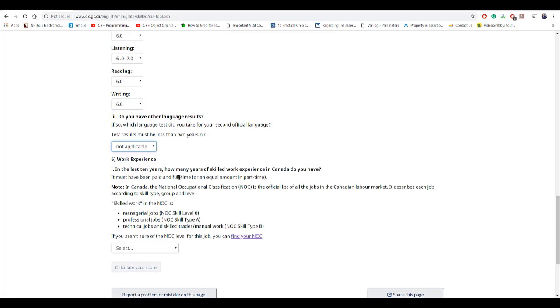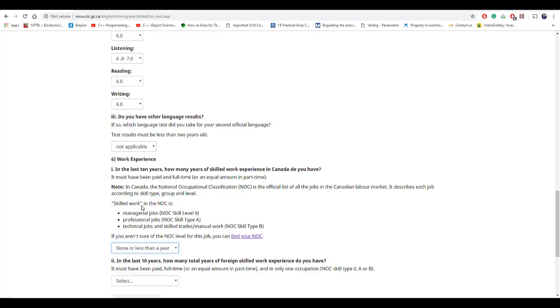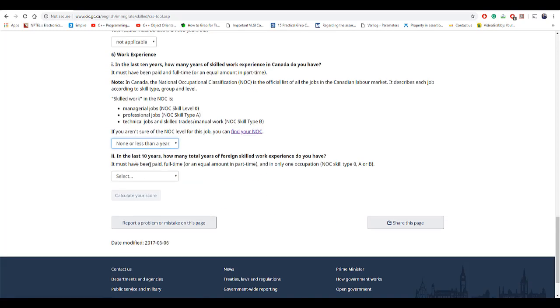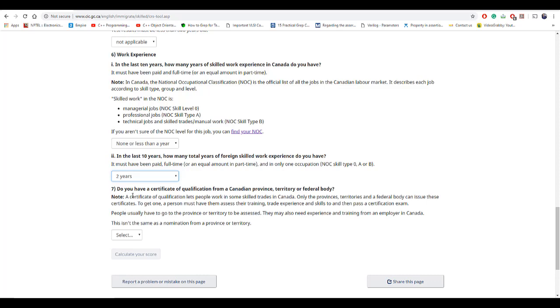Work experience. In the last 10 years, how many years of skilled work experience in Canada do you have? If you have worked in Canada, then choose here. If not, then none or less than a year. I'm a candidate who is not from Canada. I'm from XYZ country, so I'm choosing none. In the last 10 years, how many total years of foreign skilled work experience do you have? Foreign skilled work experience means any experience apart from Canada. So I'll say 2 years of experience.